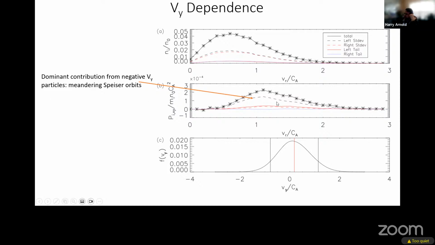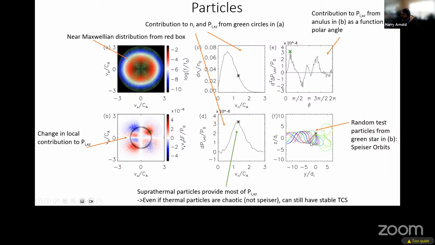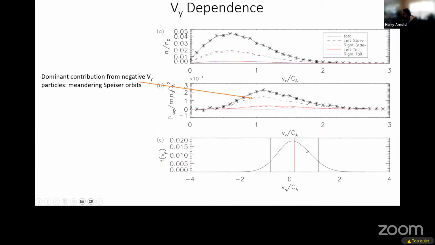But the dominant contribution to this off-diagonal pressure component comes from this negative Vy region here, this left standard deviation. So these particles contribute a lot more than these particles. And those ions are these meandering ions. The figure-8 ions are the ions that have some positive Vy. Those ions don't contribute as much to the off-diagonal pressure. It's the meandering ions that we care the most about.